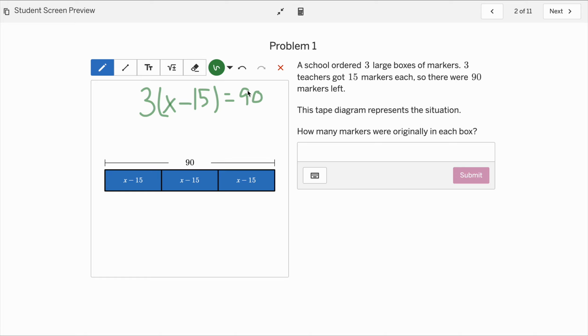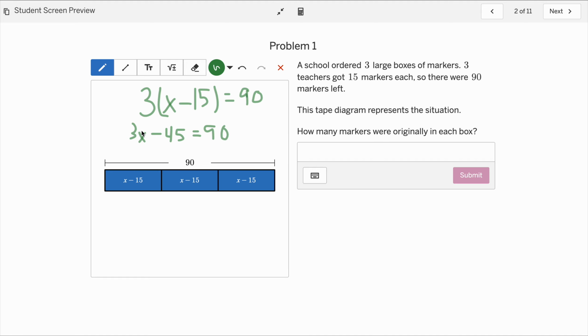Okay, so I know that we have to, one, distribute the 3. So I'm going to distribute 3 to x and negative 15. So 3 times x is 3x, 3 times negative 15 is negative 45. Okay, so then I know that that equals 90.